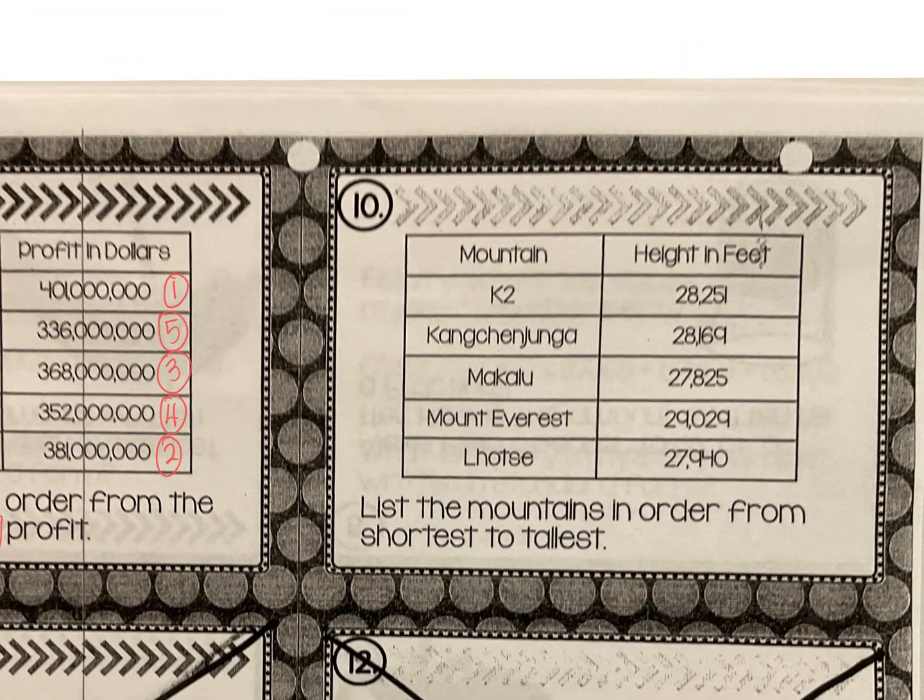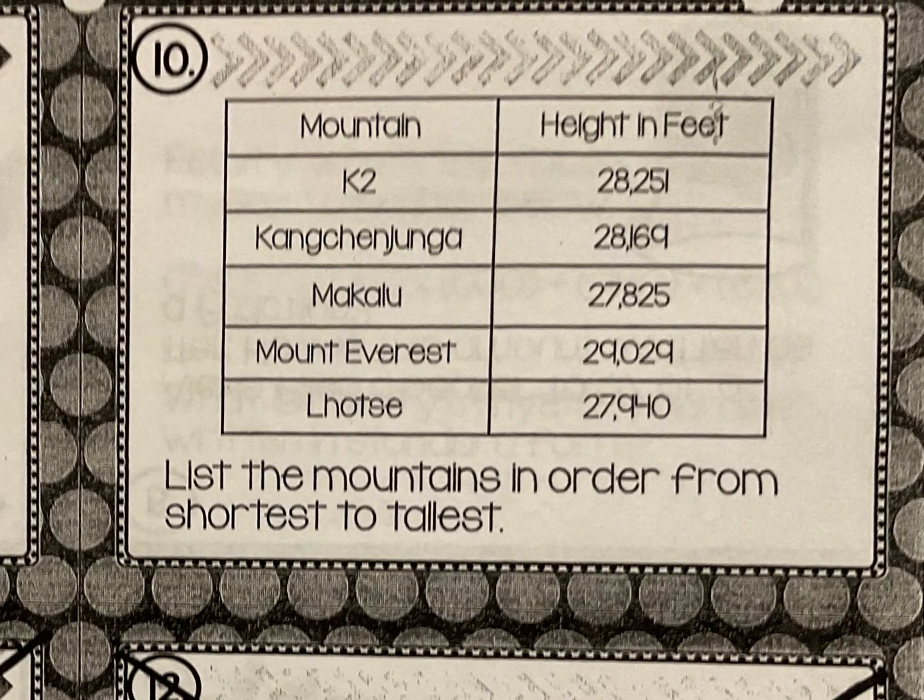Okay, number 10. We're going to list these mountains in order from shortest to tallest. Shortest to tallest, would that be least to greatest or greatest to least? What would that be? Least to greatest. Okay. Again, these are kind of already lined up for us, so we're not going to worry about it too much. So I've got a 2, 2, 2, 2, 2. So far, they're the same. 8, 8, 7, 9, 7. What's the smallest up there so far? Caitlin?